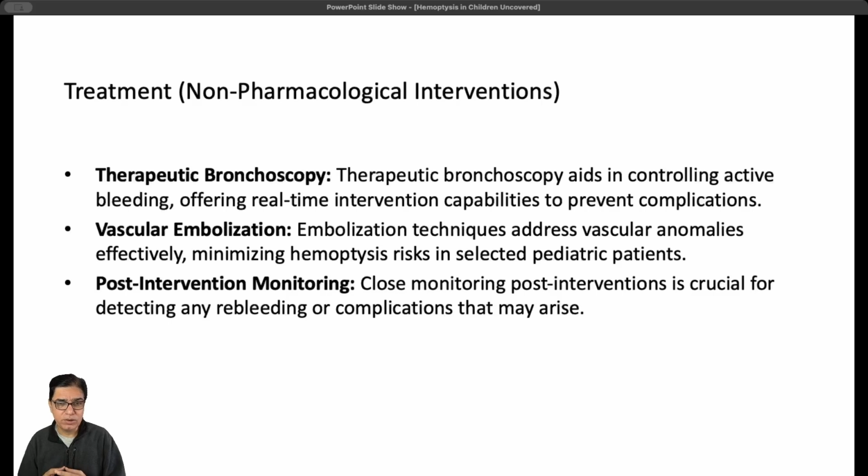Sometimes there might be a vessel which is the culprit, so in that case it might need to be embolized. So vascular embolization can be done. These are usually done in specialized centers with specialized techniques and instruments. And once the hemoptysis has been treated, it's also important that the child is closely observed so that if any complications or problems arise, they can be dealt with in an effective and timely manner.